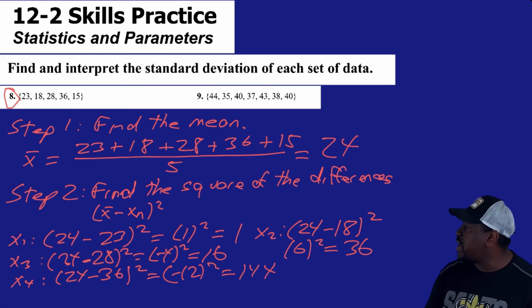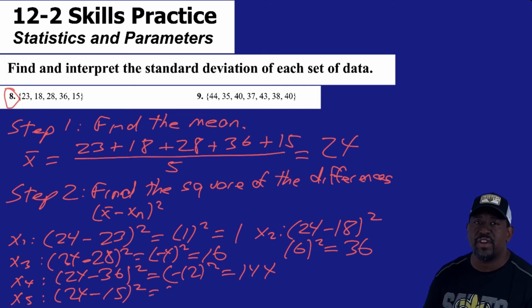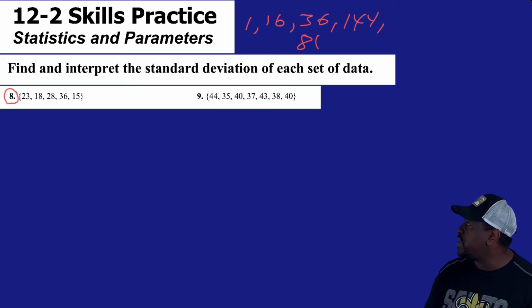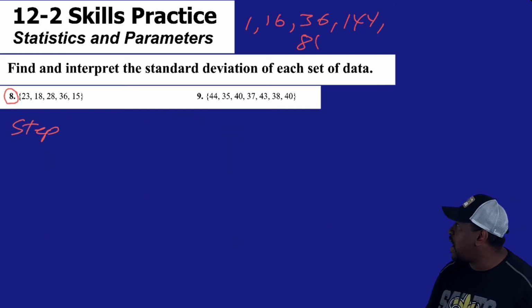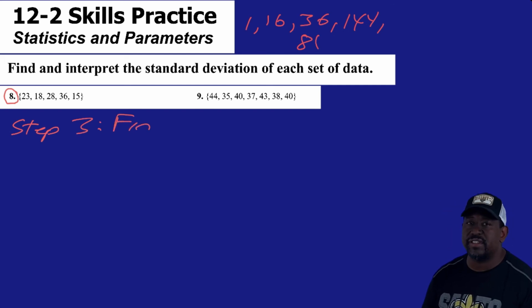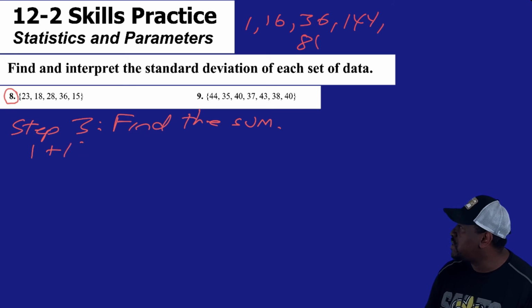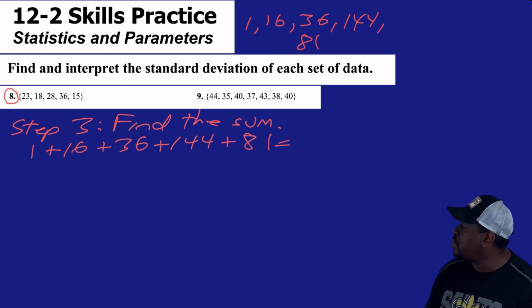And then last, we have the fifth term, 24 minus 15, I'm sorry, the mean first. That will equal 9 squared, which is 81. So at this point, we want to write out the squares of the differences, and in step 3 we find the sum. So we add those up, and that will get us a total of 278.